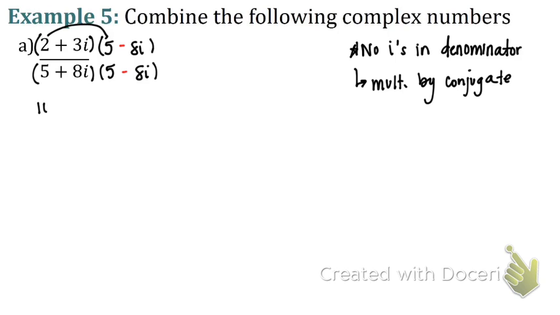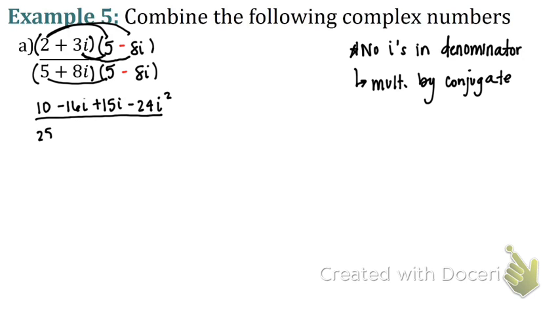2 times 5 is 10. 2 times negative 8i is negative 16i. 3i times 5 is 15i. 3i times negative 8i is negative 24i squared. Okay, on the bottom we have 5 times 5 is 25. 5 times negative 8i is negative 40i. Positive 8i times 5 is a positive 40i. And positive 8i times negative 8i is a negative 64i squared.